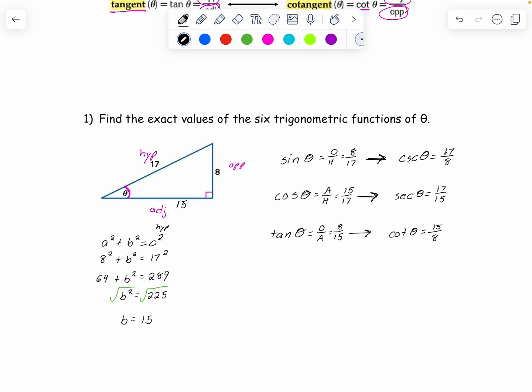All right, so once we have our 6 trig functions, then we're done. Now, it does say exact value, which means I do not ever, ever, ever want to see a decimal here. I want fraction answers. If you give me decimal answers, I'm going to mark them wrong. Exact values mean I want fractions in simplest form.